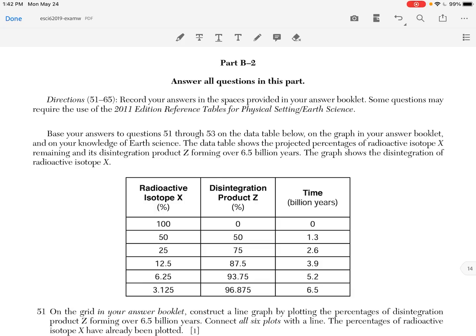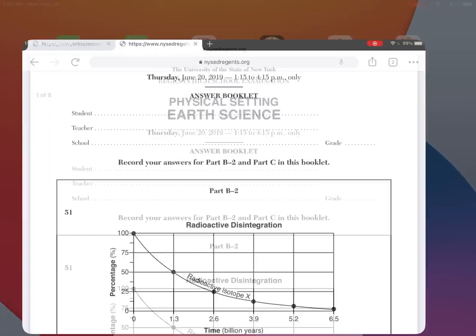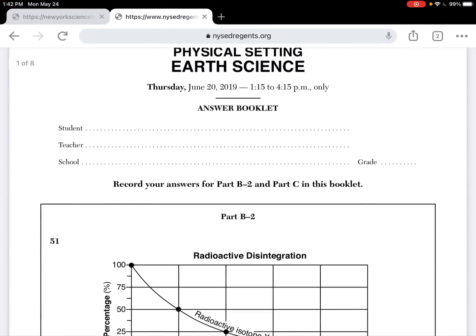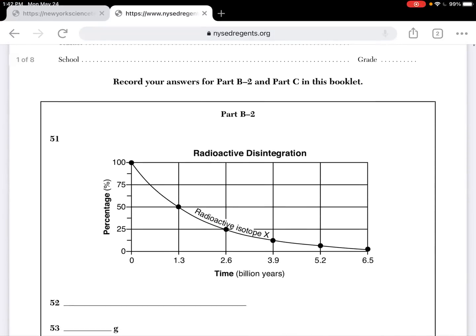All right, guys, we've made it to part B2, which are questions 51 through 65. From now on, all of your answers for questions in parts B2 and part C are going to be put into your answer booklet, which comes with your test. And I just want to show you a copy of that. It's right here. This is the answer booklet. You'll fill this out at the beginning of the test and put all of your answers in here.